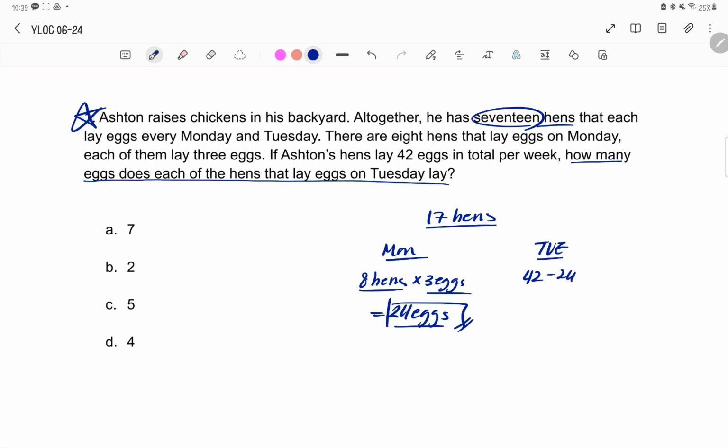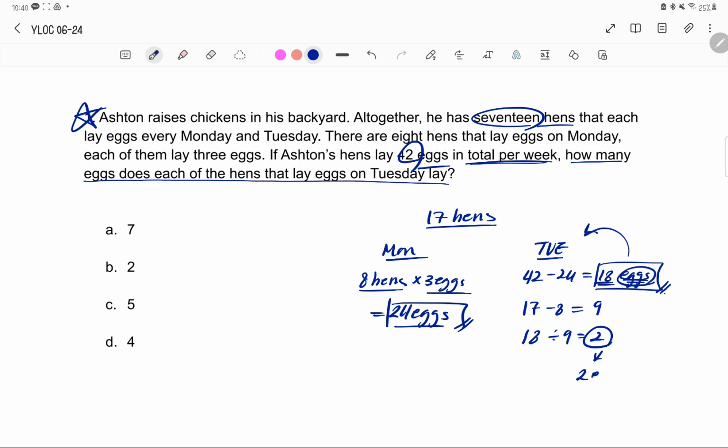42 minus 24 is 18 eggs, because 42 is the total, and this is how much we have to make up on Tuesday. And how many hens are left? There were originally 17, and we already had 8, so there are 9. So 18 divided by 9 is equal to 2. So 2 eggs per hen. So B is your answer.